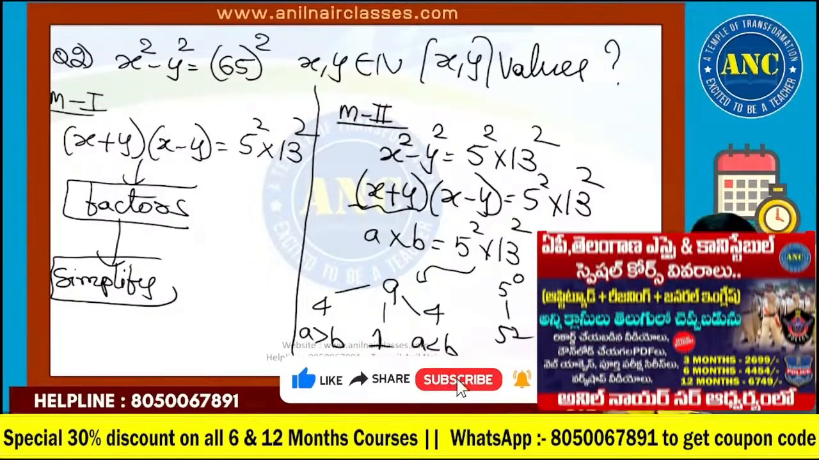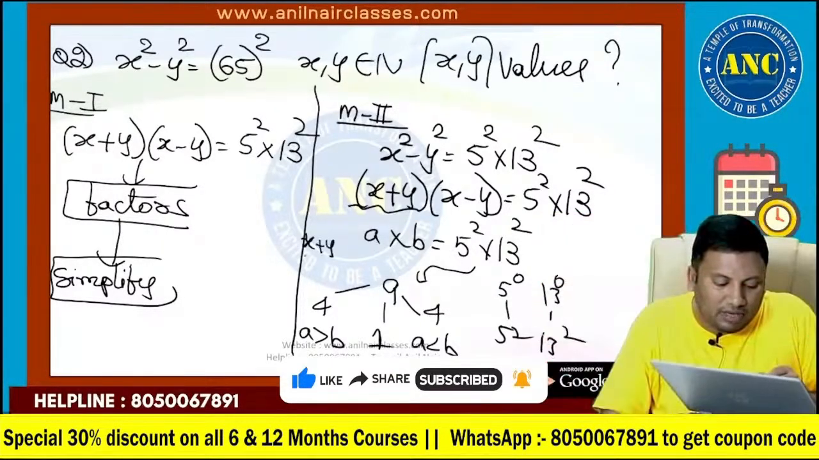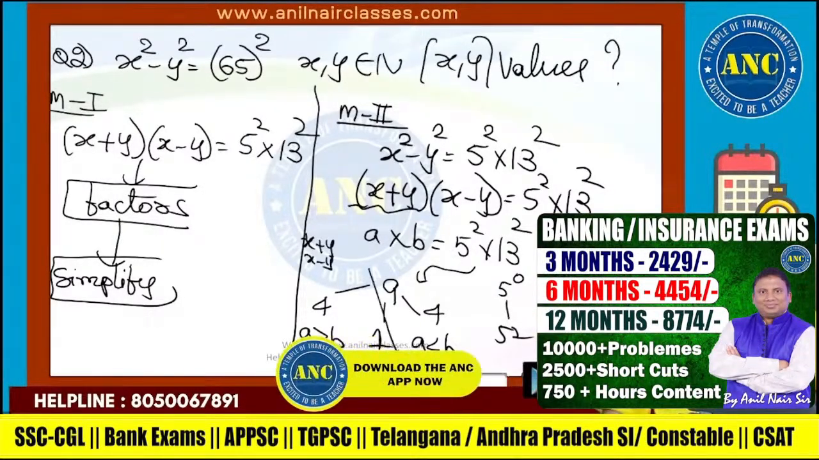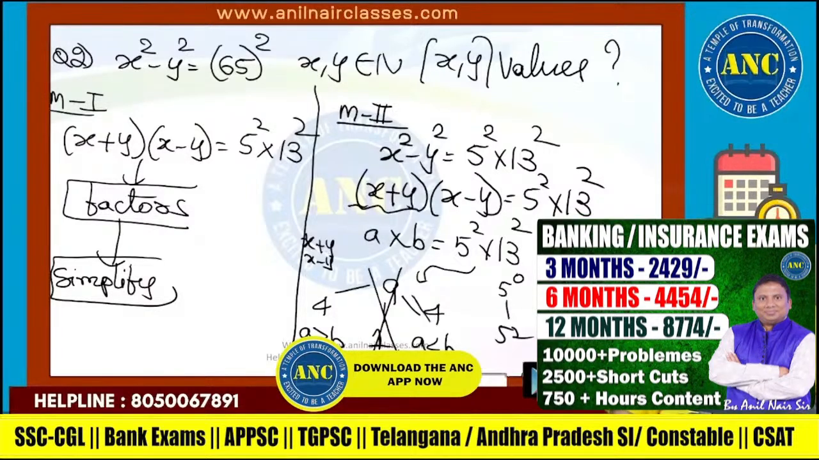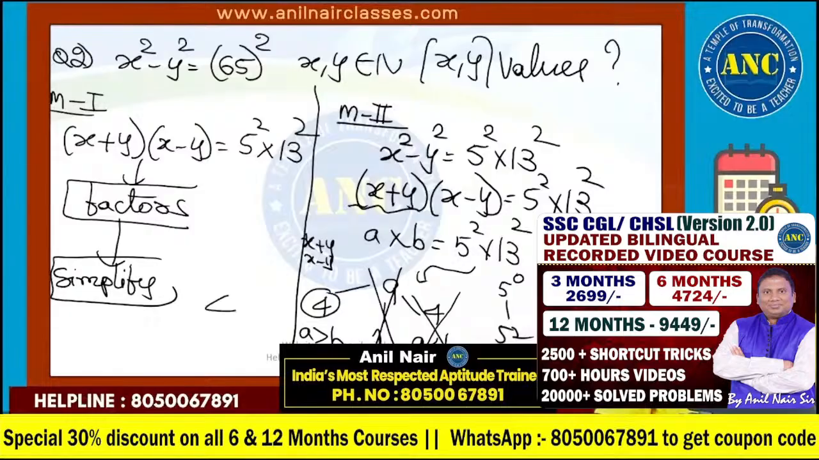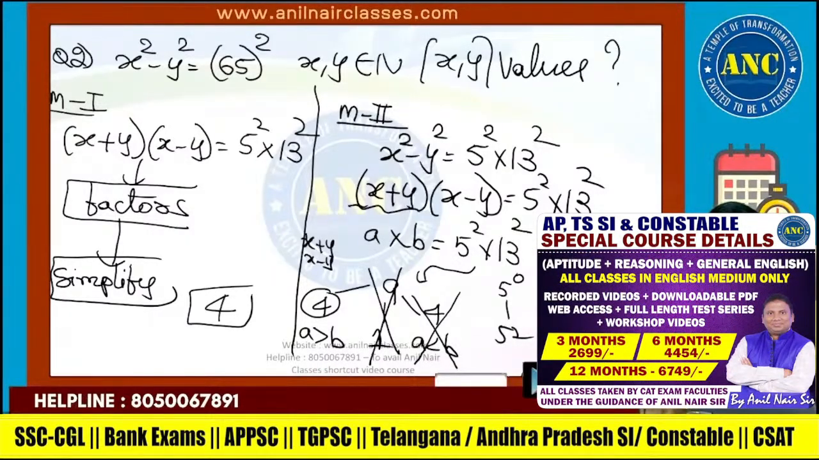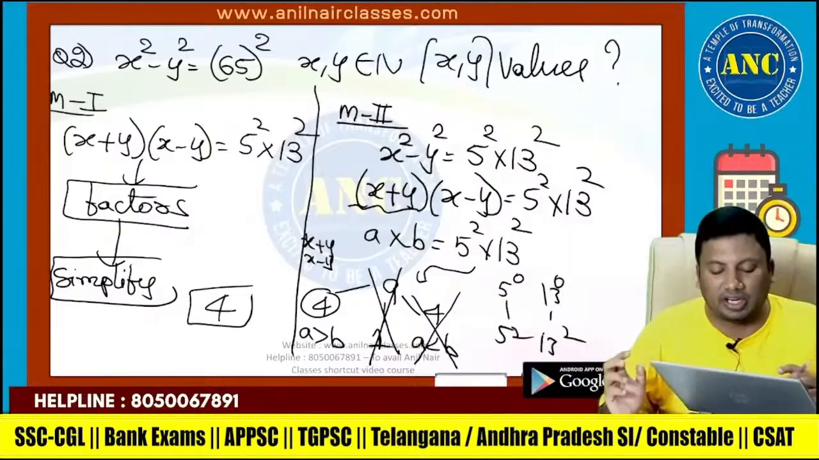I hope it is clear. A is equivalent to B, then x plus y and x minus y both are equal, so one variable will be 0. Sum of 2 natural numbers can never be less than their difference. Answer is nothing but 4. Just by looking at a question, you will get the answer to be 4.